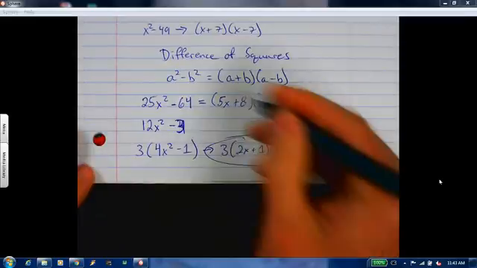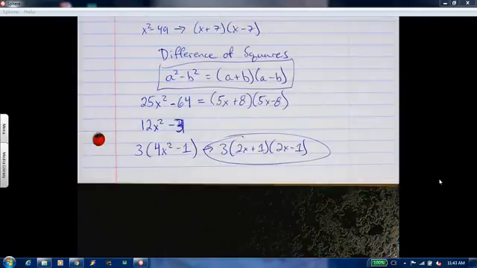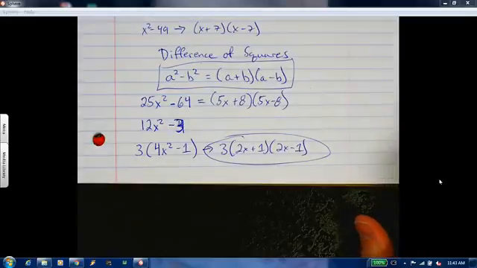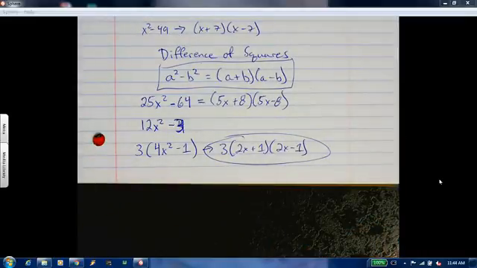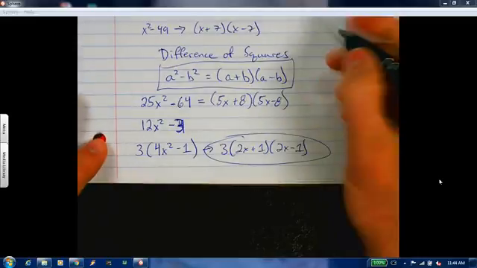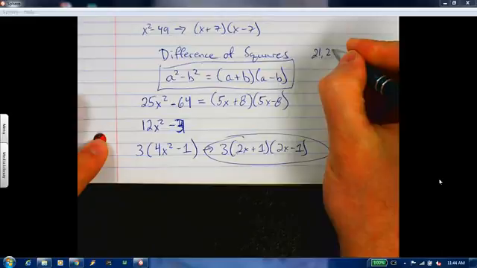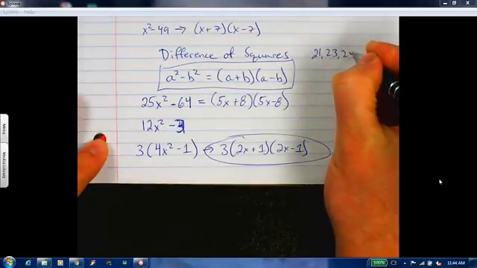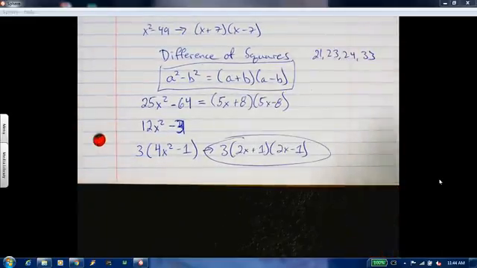So this formula right here, I will give you that shortcut. Save you some time on those difference of squares questions. You're going to see that on 21, 23, 24, 33. Okay. You'll want to use that formula some way or another.